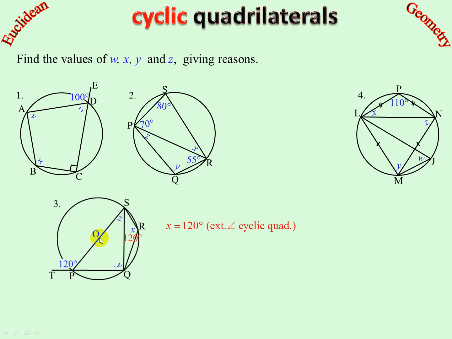O, the center, is on the line. Therefore, this is a diameter. Therefore, this is an angle in a semicircle. Remember, an angle in a semicircle is 90 degrees. So y is 90 degrees, angle in semicircle. And z, well, we have an exterior angle triangle now, 120, and this triangle here, produced side, 120 equals those two added. So z is 30 degrees, exterior angle triangle.